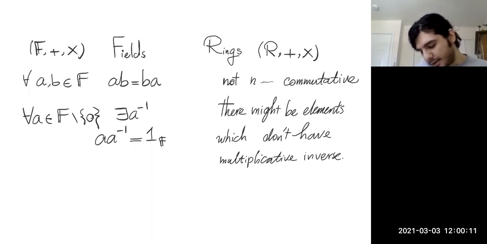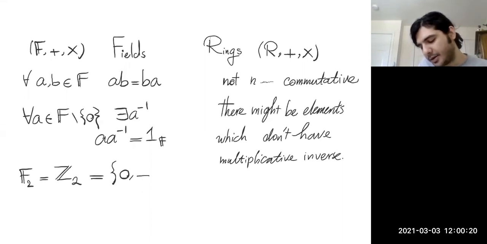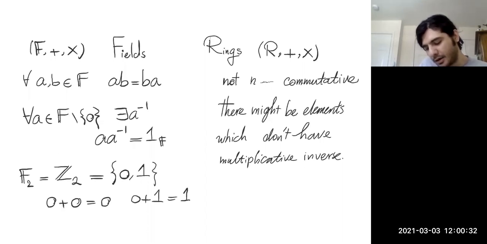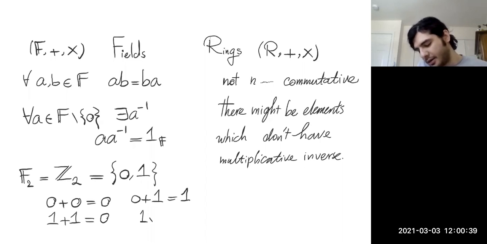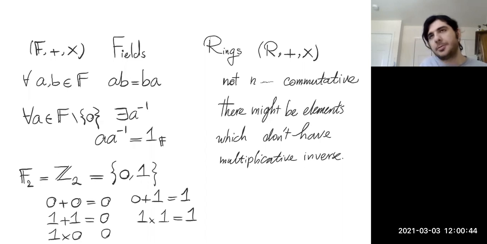Consider Z2. Sometimes people also show it with F2. It's a field which contains only two elements, 0 and 1. Everything is kind of clear. 0 plus 0 is 0, 0 plus 1 is 1, 1 plus 1 is 0. And then 1 times 1 is 1, 1 times 0 is 0, 0 times 0 is 0.